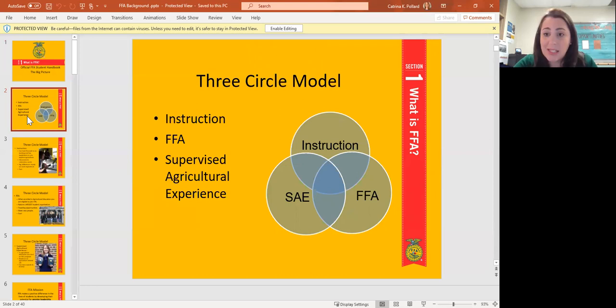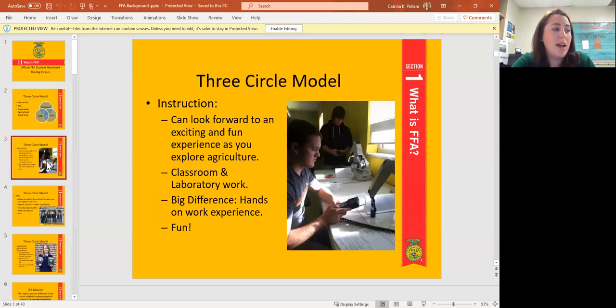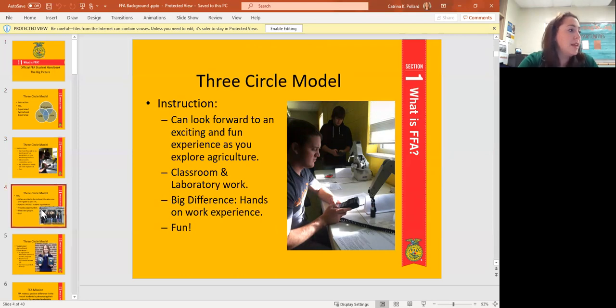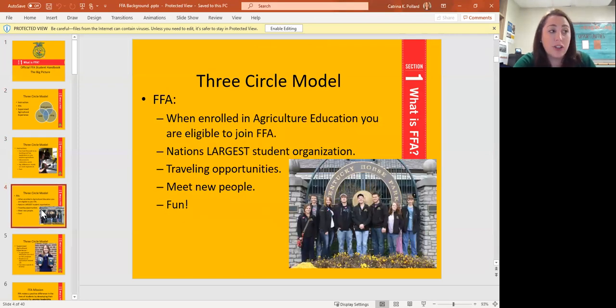And one of the activities that you get to do on the choice board is creating a three-circle model. Knowing the instruction, we've talked about this. It includes anything in the classroom, and hopefully what you learn in the classroom, you can use to increase the other two areas. Okay.